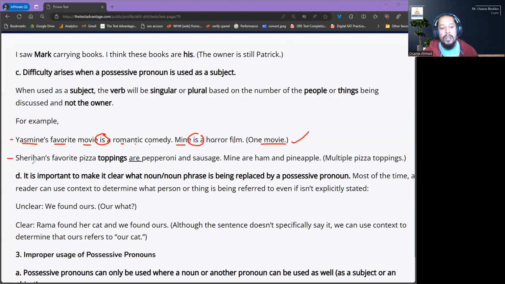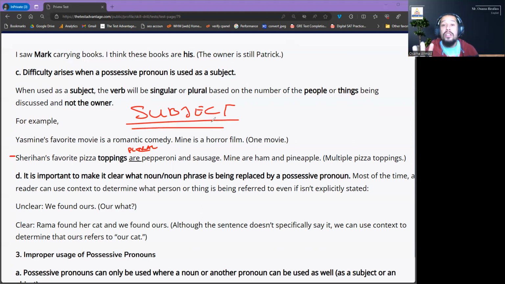But look at this example. Sherihan's favorite pizza toppings are. Wow. Really strange situation here. The verb here is plural. What controls the verb? Or what influences the verb? So if I have a plural verb, how would I know the verb is plural? If the subject is plural. I want to hear the subject.